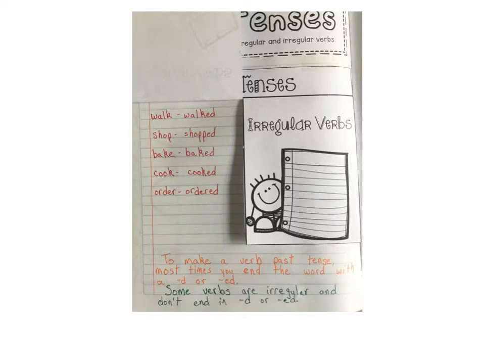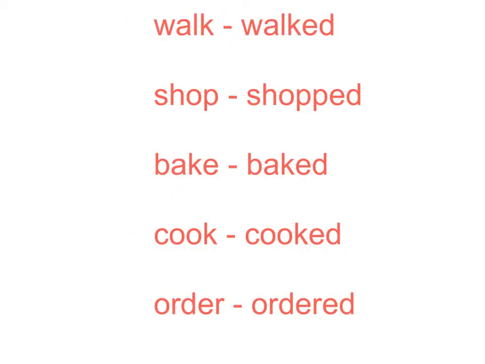For this next part, you will need to open up the tab that says Regular Verbs, ends in D or ED. Underneath that tab, you need to write these 5 examples. The first one, walk, becomes the word walked. So just a regular adding an ED ending. The second word, shop, becomes shopped. You will notice that there's an extra P at the end. That's because the O is a short vowel sound, so we need an extra consonant before we add ED.